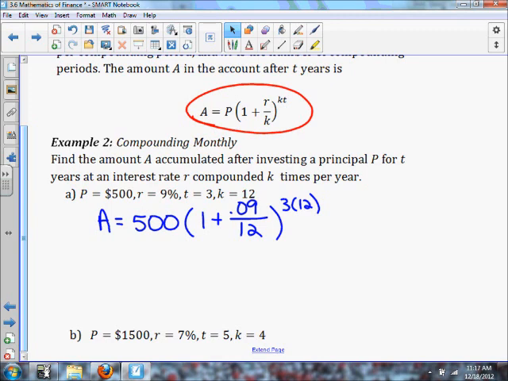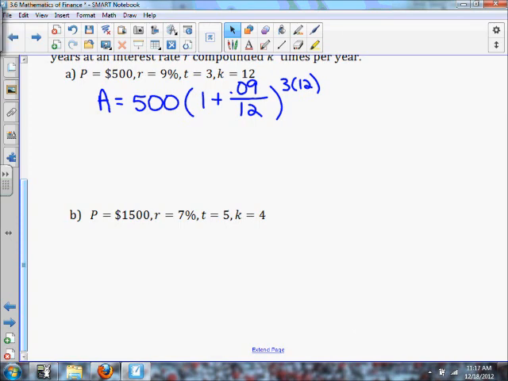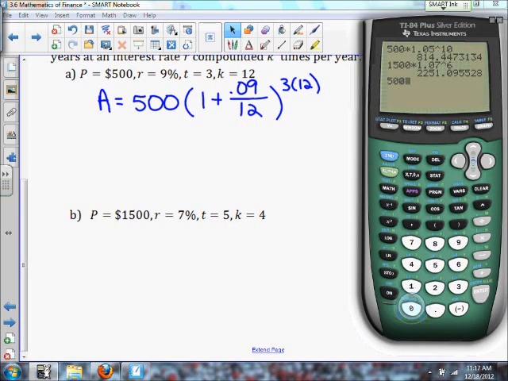All right, so if we figure this out, 500 times, actually we'll use parentheses there, 1 plus 0.09 divided by 12, carry that to the 36th power, and you get $654.32.